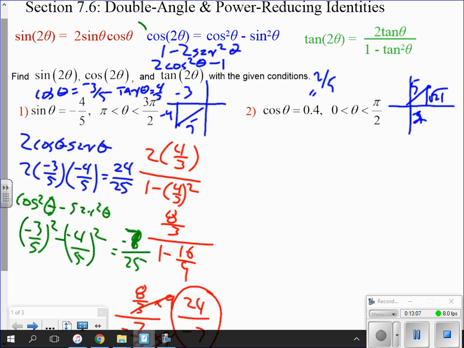So I do the same thing. I need to find the sine of 2 theta, which is 2 times the sine, which is root 21 over 5, times the cosine, which is 2 over 5. Which gives you 4 root 21 over 25.